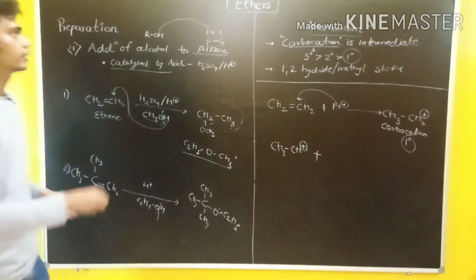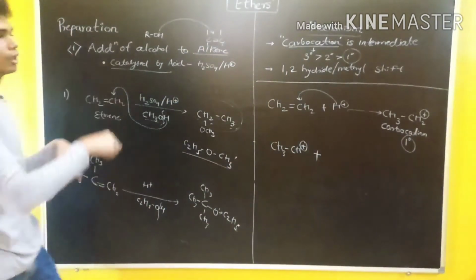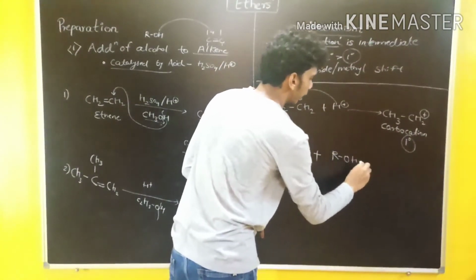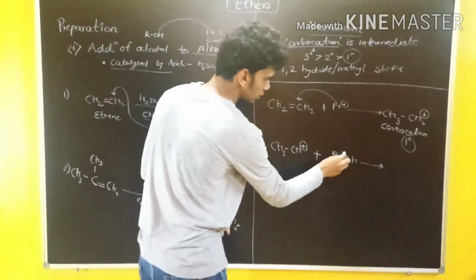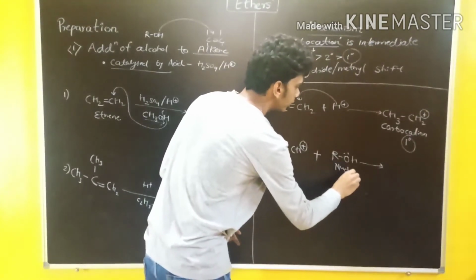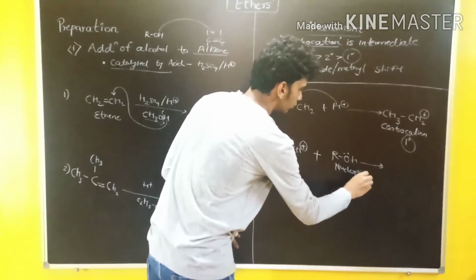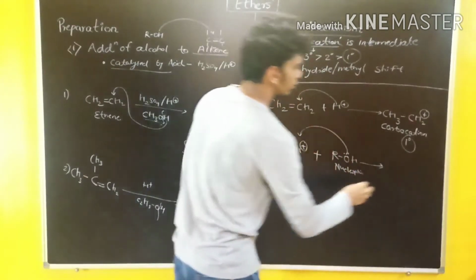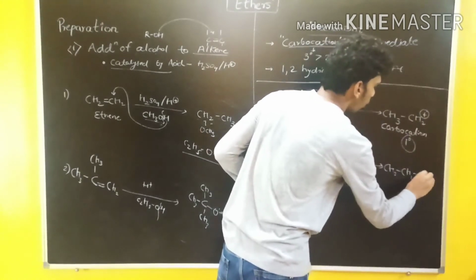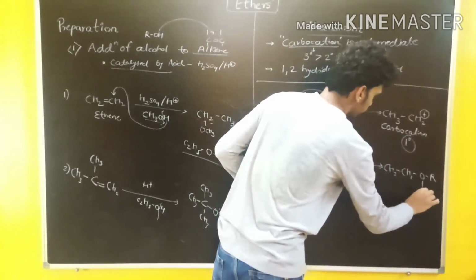Now this is CH3CH2 having a positive charge, that is a primary carbocation. Now what we have to add is the alcohol. So here I am going to represent alcohol as ROH. So what is the formation here? This has a lone pair of electrons, so it acts like a nucleophile. So the nucleophile attacks this carbocation, and it's going to form CH3CH2OR, and this hydrogen will be here.